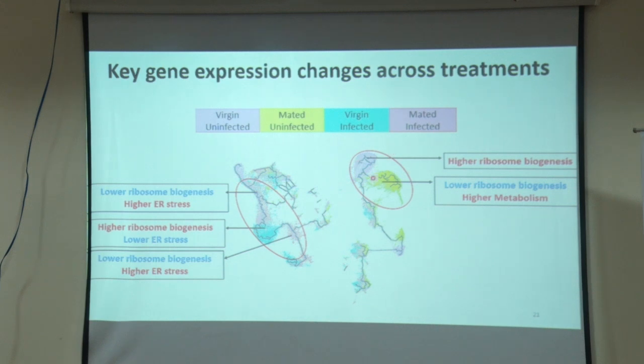What we saw was the following: in the virgin samples, virgin uninfected are here, virgin infected are here, and both of them have higher ribosome biogenesis. In addition, virgin infected females also showed lower ER stress. On the other hand, the mated uninfected females had lower ribosome biogenesis and higher metabolism. And mated infected samples showed lower ribosome biogenesis and higher ER stress. So we wanted to understand what this really means for the biology of the tissue.